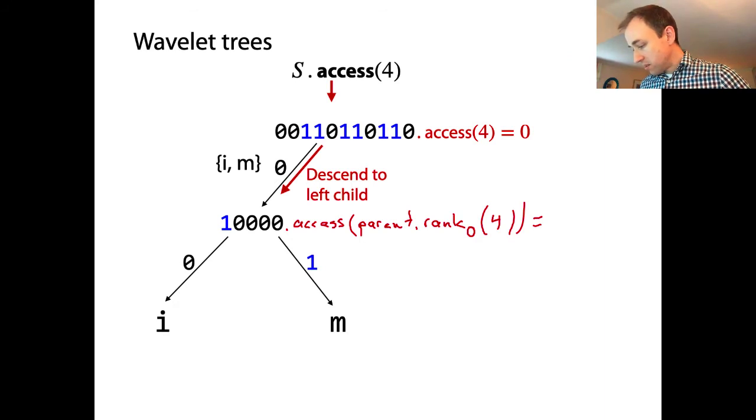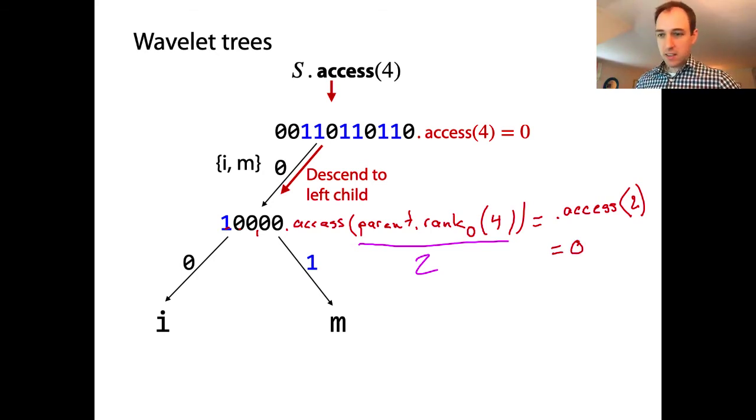this part. Let me underline it. This part equals 2, right? 2 prior zeros. So this part equals 2. So this dot access is going to end up being a dot access at offset 2, which just means we do 0, 1, 2, and that's a 0. So the answer is 0.